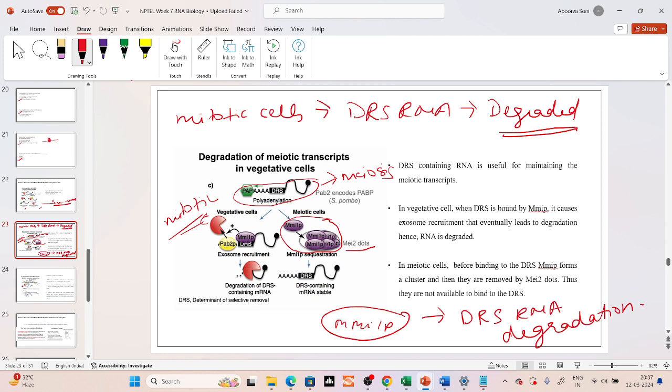That means DRS-containing RNA can be degraded when Mmi1p protein comes and binds to the DRS. If by some mechanism we can prevent this Mmi1p from binding to the DRS, then the transcript will be activated, and that is what is happening here. This Mei2 dot is actually removing this Mmi1p from the cell so that it cannot come and bind to the DRS-containing RNA.